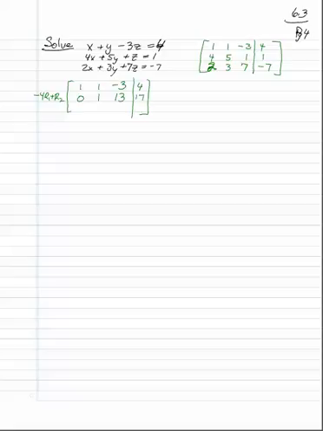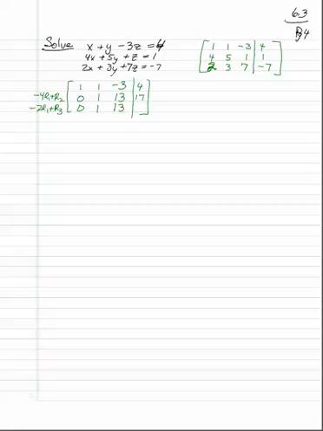And we want a 0 on the third row. So that's going to get us negative 2 row 1 plus row 3. So that'll be 0. Negative 2 plus 3 is 1. 6 plus 7 is 13. Negative 8 plus negative 7 is negative 15.